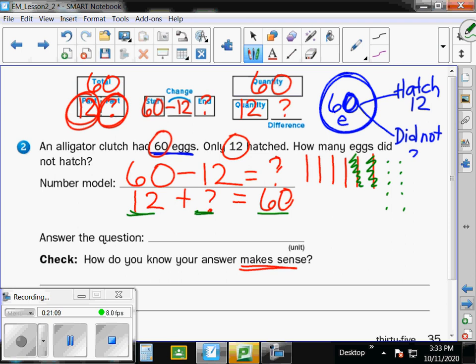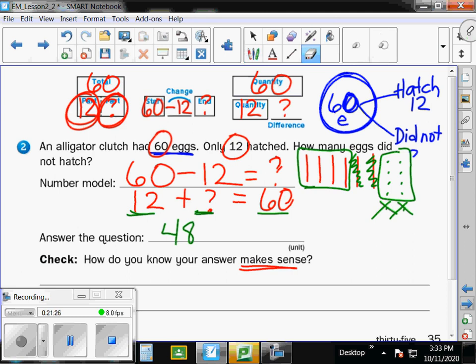So now I still need to take away my 2. Didn't work out so well. Now I've got to see what I have left. I have 48. Okay, so my answer is 48.